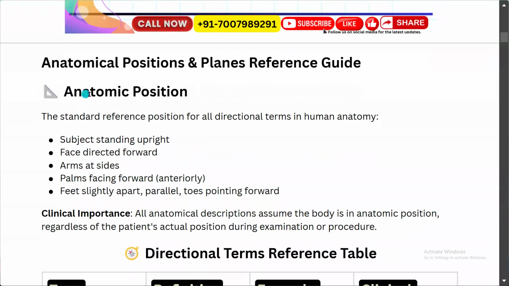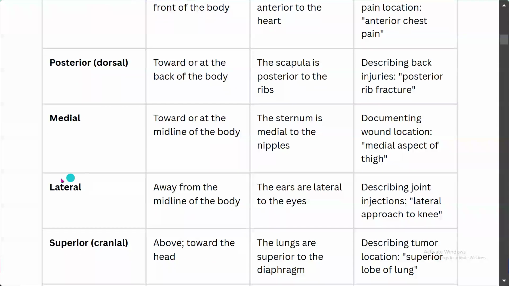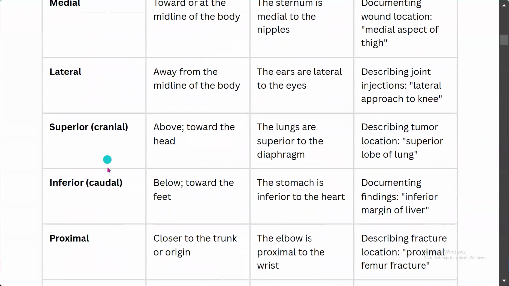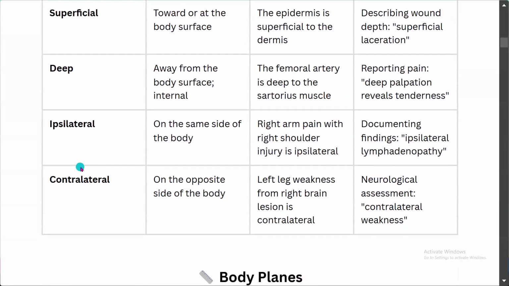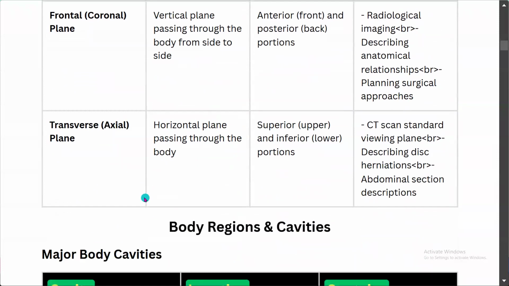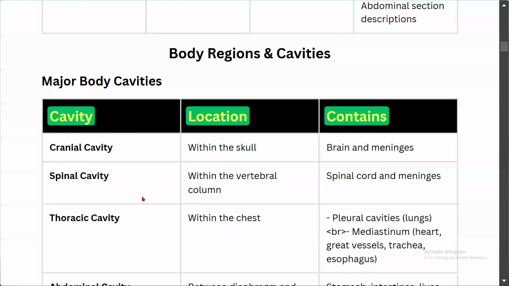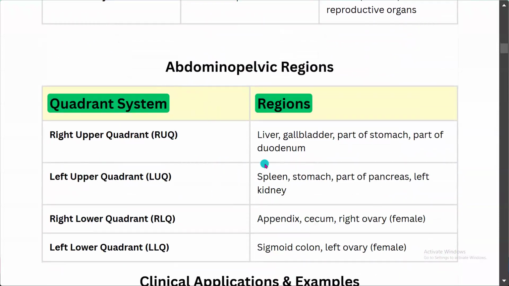You know that in the human body there are many kinds of anatomical positions. You mostly heard about anterior, posterior, medial, lateral, superior, inferior, proximal, distal, superficial, deep. Now what about body planes: sagittal, frontal, transverse, and different kinds of body regions and cavities also, like cranial cavity, spinal cavity, thoracic cavity, abdominal cavity, pelvic cavity, and the abdominopelvic region having the quadrant system.